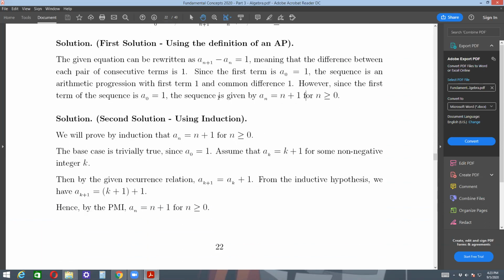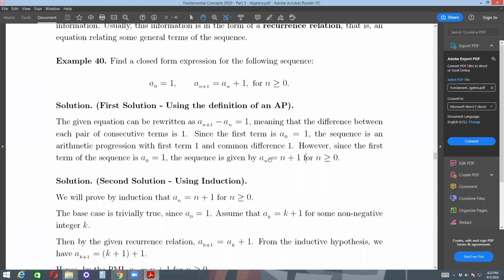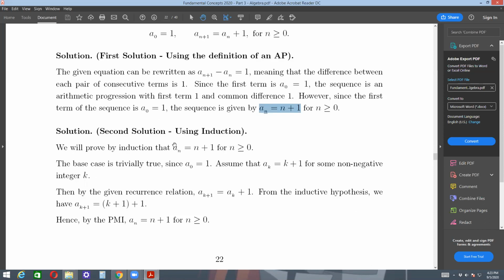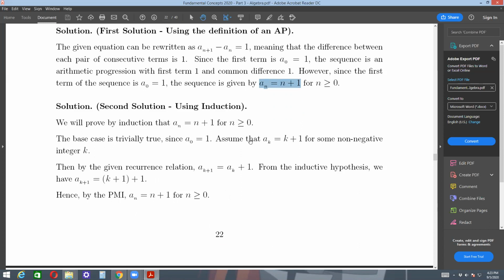Another way you could do it is using induction. If you didn't work it through like this, but you guessed the formula, this is one nice thing about sequences: if you could guess what the actual formula is, then you can use the recurrence relation to prove it by induction. So if I had guessed that an was this, then I can use induction to prove it. The base case is trivial because it's defined. Assume that ak is equal to k plus 1, and let's figure out what ak plus 1 is. From the recurrence relation, ak plus 1 is this plus 1, which is k plus 1 plus 1. But that's exactly what we wanted to prove, so you're done. All right, that's it.